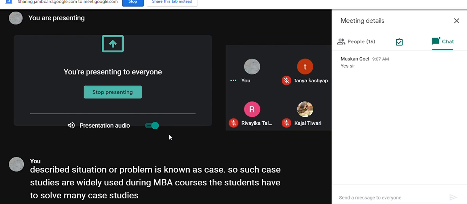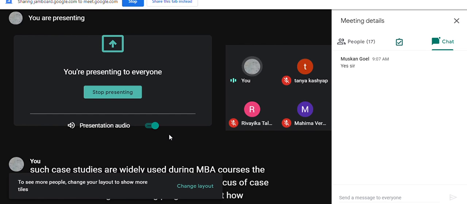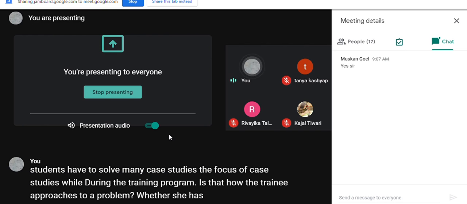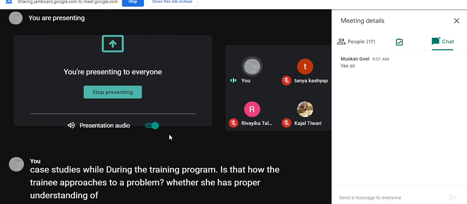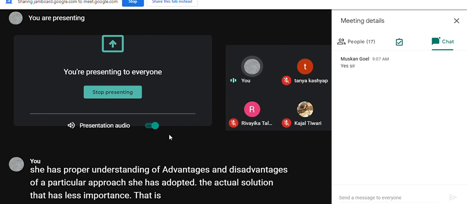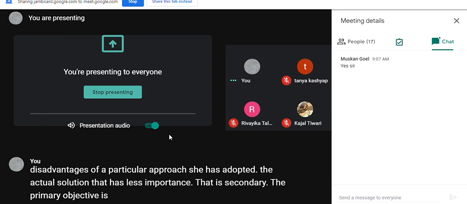The focus of case studies during a training program is how the trainee approaches a problem, whether she has proper understanding of advantages and disadvantages of a particular approach she has adopted. The actual solution has less importance, that is secondary. The primary objective is that trainee learns how to approach a problem.